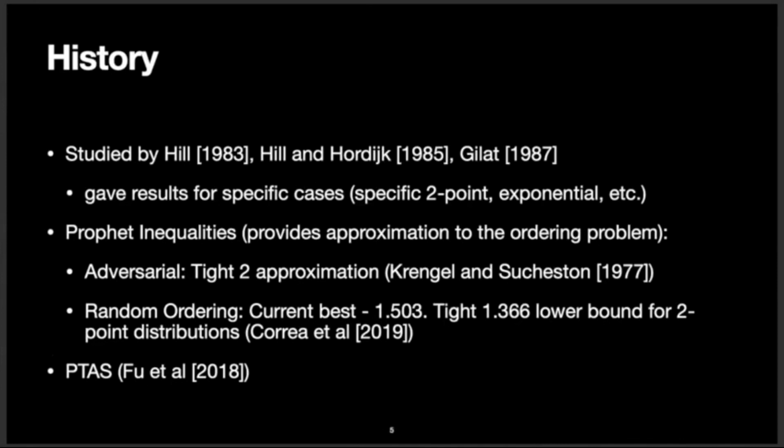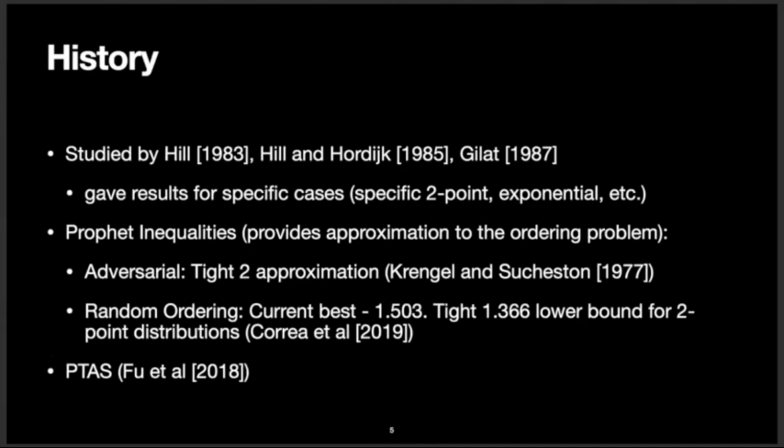So now some history about this problem. This problem was studied in the 80s, and in those papers, they give some specific positive results. So they find optimal orderings for specific 2-point distributions and also the exponential distributions and some other results.